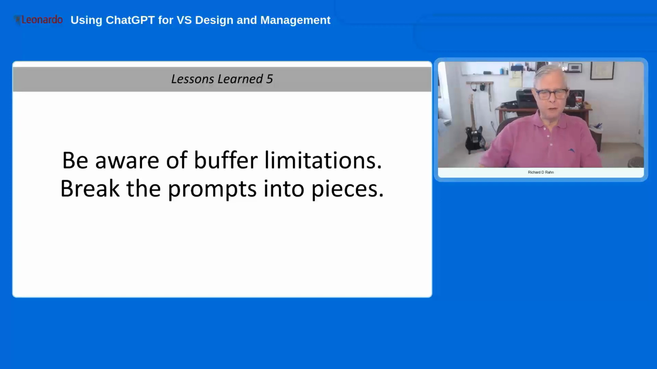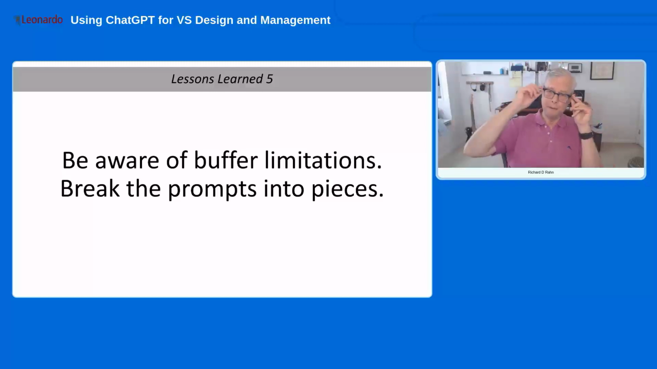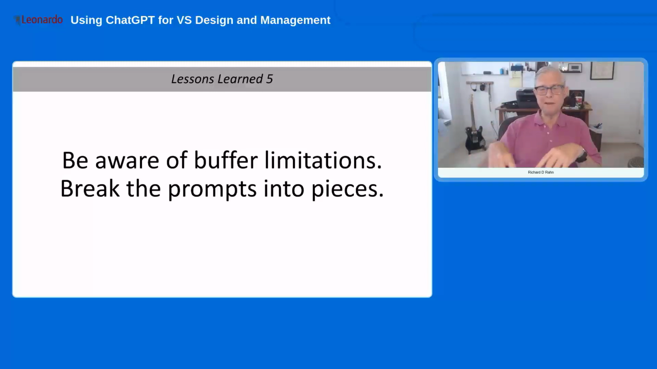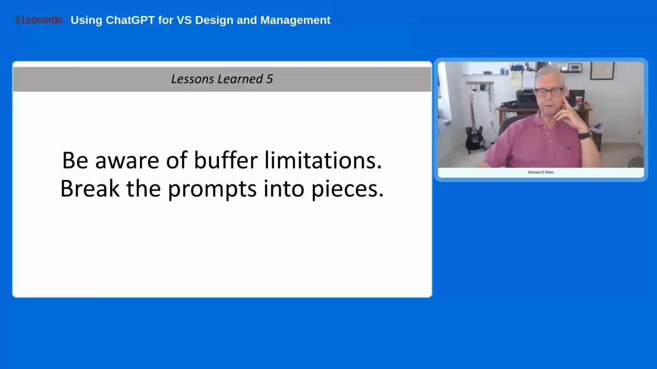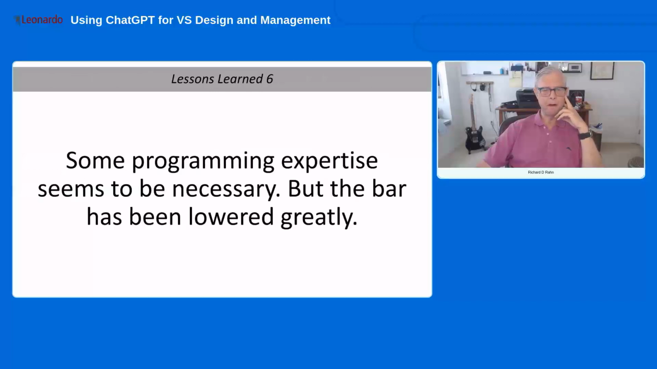Be aware of buffer limitations. It'll only handle so much at a time. What happens is it reaches the end of its memory or buffer, and it'll stop sometimes if you have a very long macro. It'll stop, and then you can say, please keep going. But sometimes the format that it comes back in is a little bit funny. I think in the future this will be taken care of. We'll have a much bigger buffer to use, but for the time being, you have to be a little aware of that. And maybe if you have a bigger project you want ChatGPT to do, you break it into smaller pieces. Lesson 6, some programming expertise seems to be necessary.